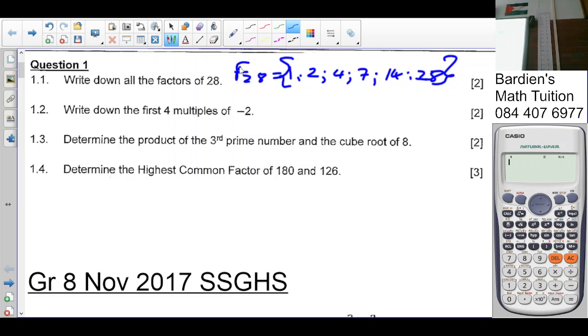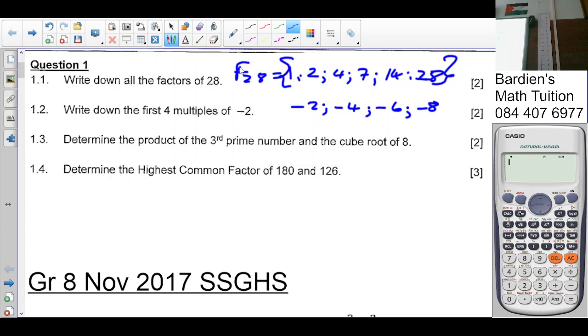Right. It says write down the first 4 multiples of negative 2. So it's negative 2, then negative 4, negative 6, negative 8. Is that correct? Yeah, if multiples of 2 is 2, 4, 6, 8, then the multiples of negative 2 is negative 2, negative 4, negative 6, negative 8.